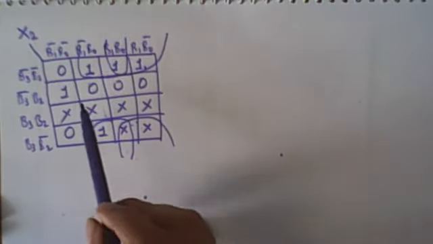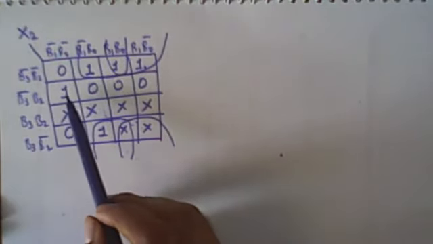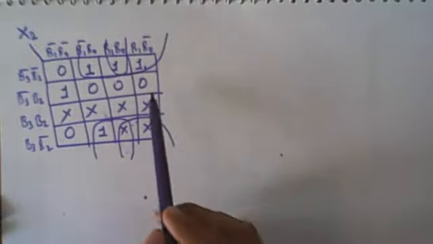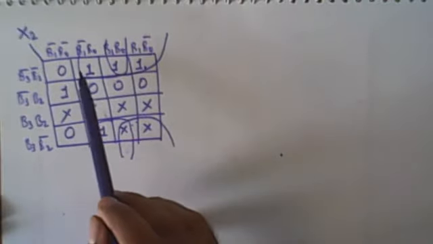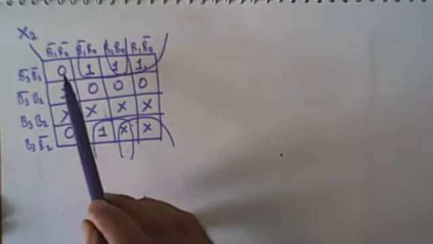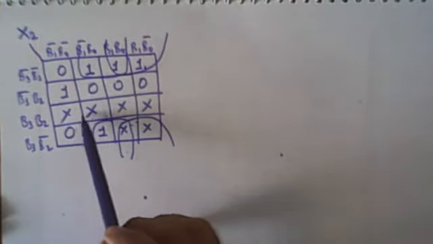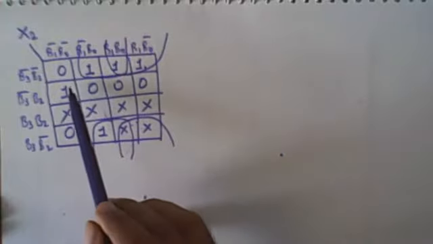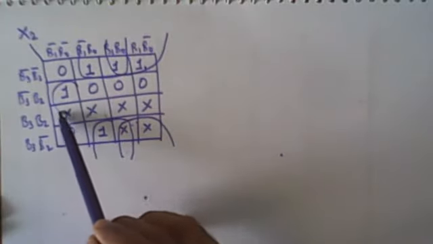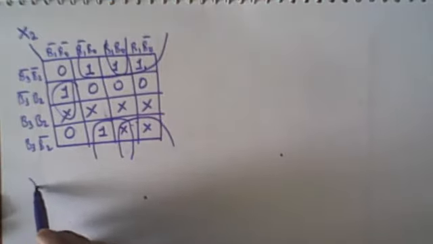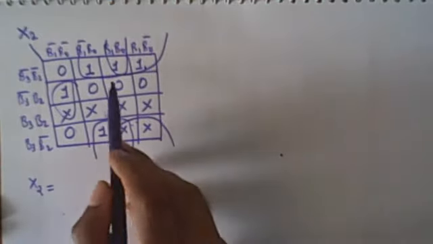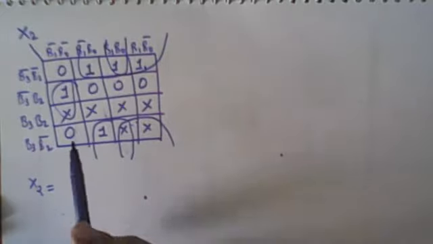Now remaining is only one 1, so let me check for this one. Group of 16 not possible. Group of 8 for this one it's also not possible. Group of 4 for this one it's also not possible. So let me make the group of 2. So in x2 we have two groups of 4 and one group of 2.